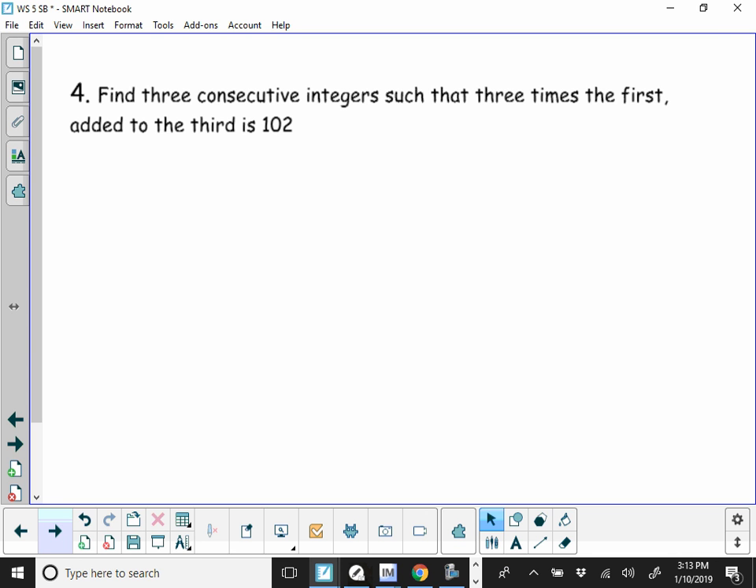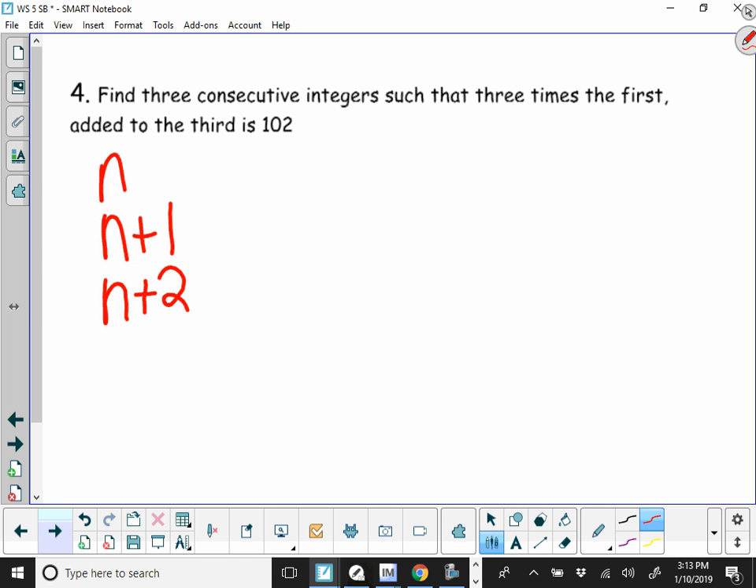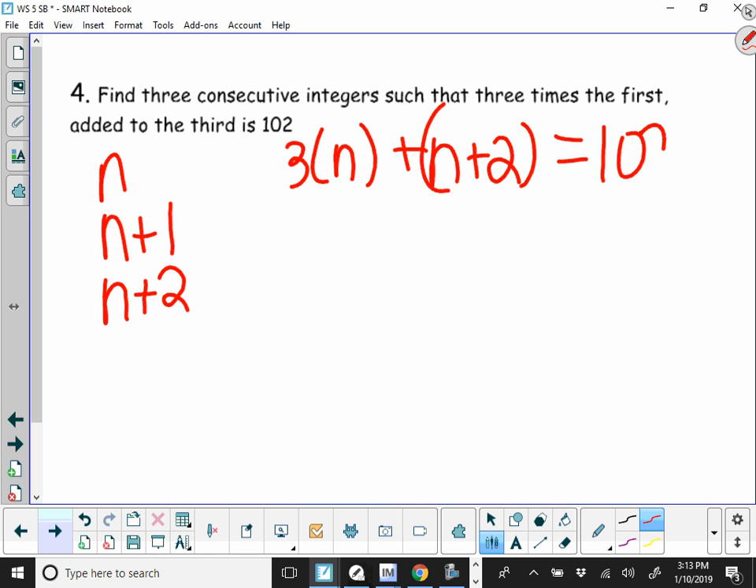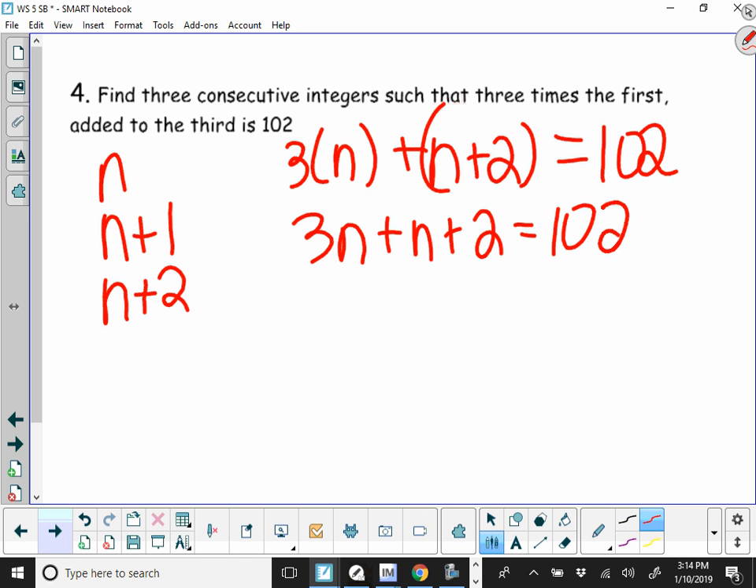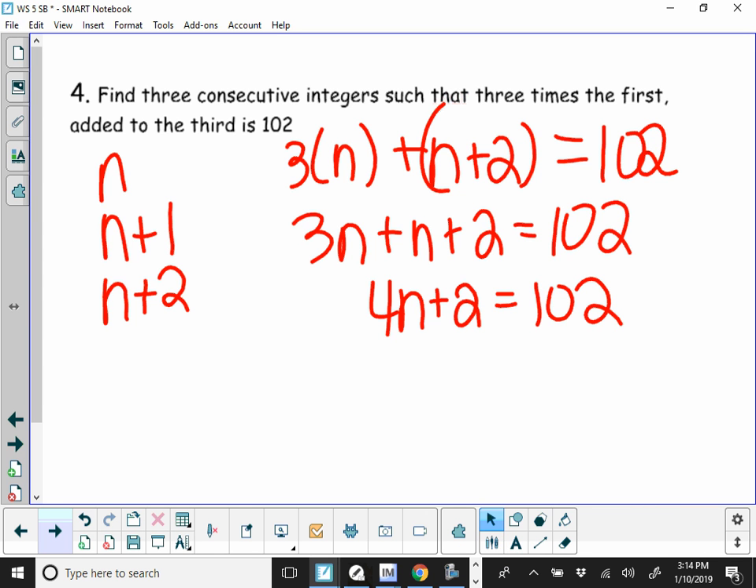Number 4, find 3 consecutive integers such that 3 times the first, so consecutive integers is n, n plus 1, and n plus 2, such that 3 times the first added to the third is 102. And I believe this exact problem is in your notes, so I'm not going to work it out all the way to the end.